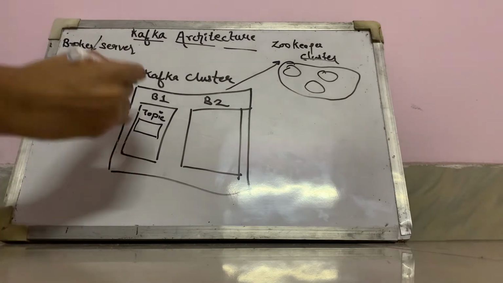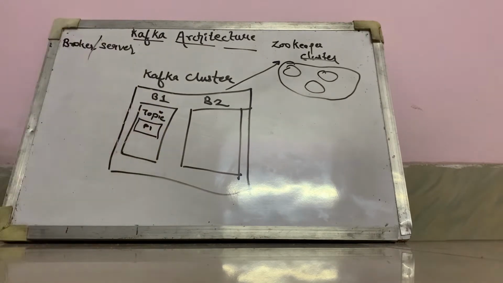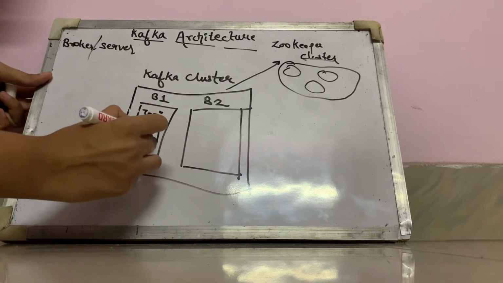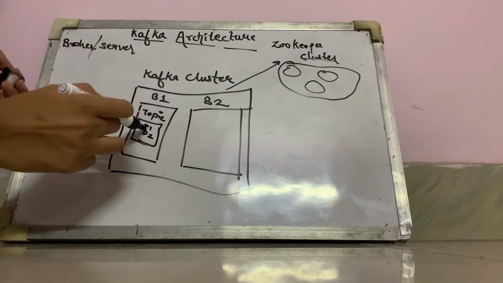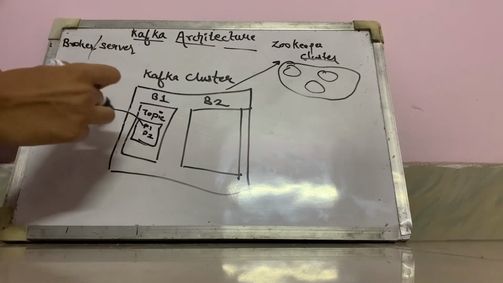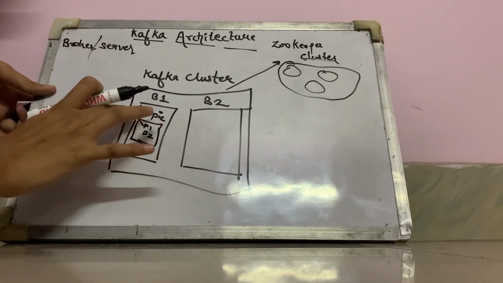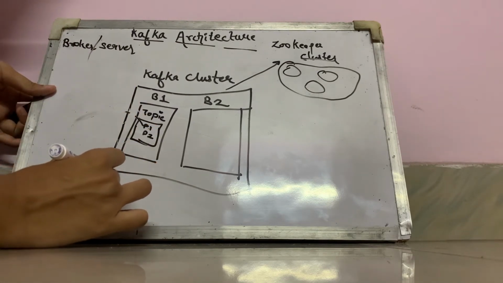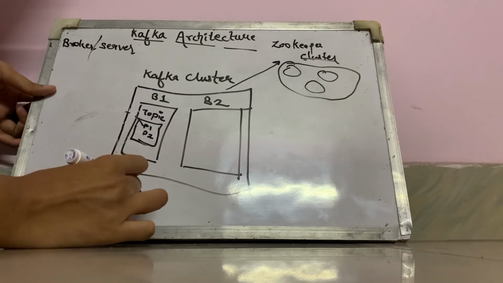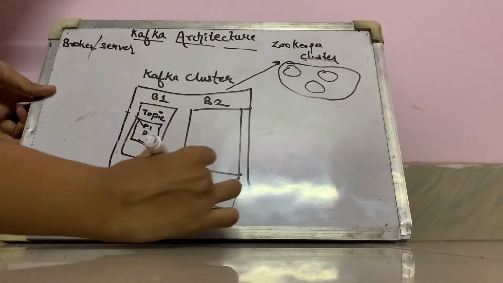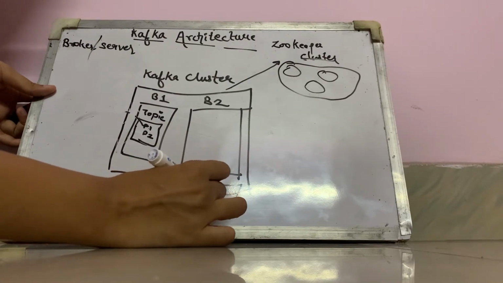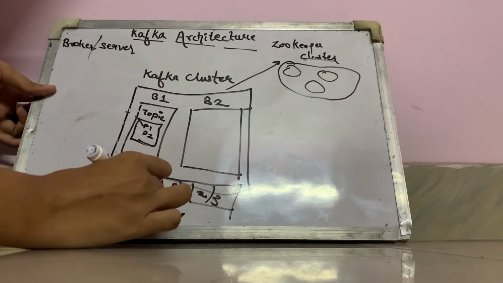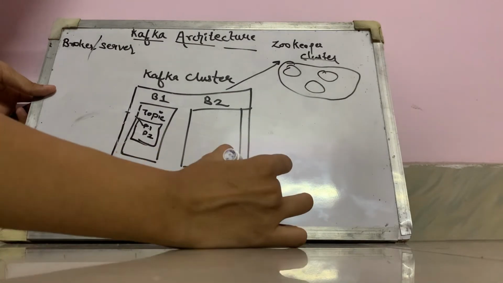And in topics we have partitions. A topic is split into various partitions. These partitions have offsets. If this is a partition, it will have the offsets, like 0, 1. This is the position, and in these offsets the messages are stored. One offset contains only one message, so there is a one-to-one mapping.